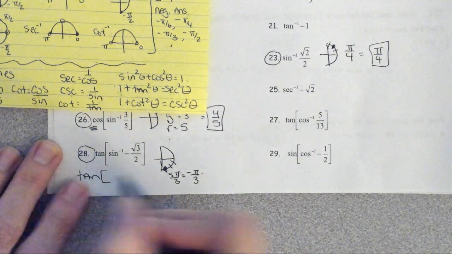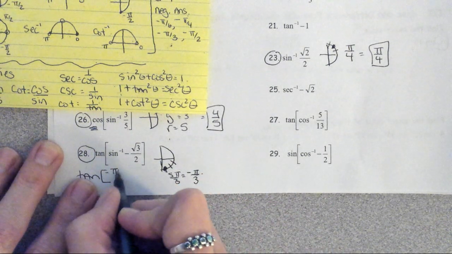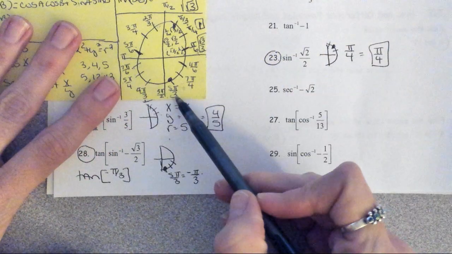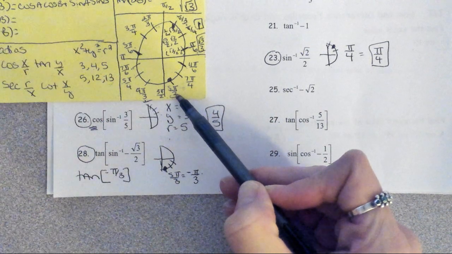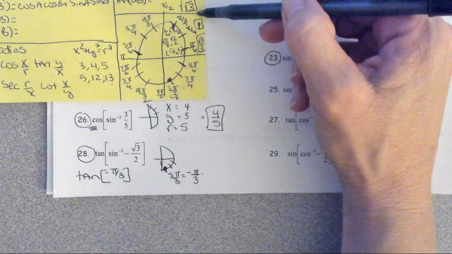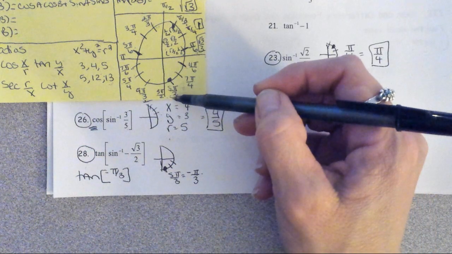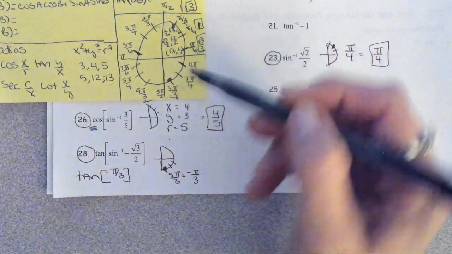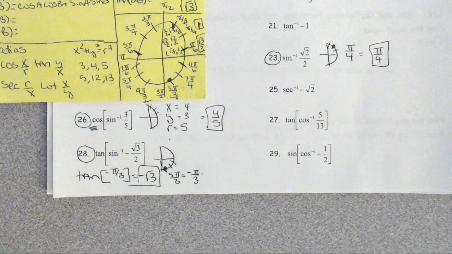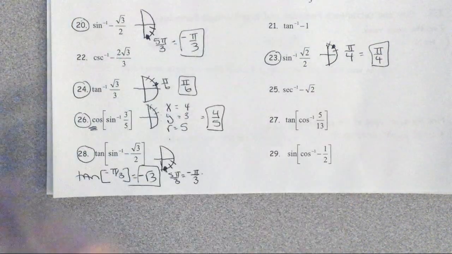So I go rewrite my problem, tangent of negative pi over 3. So now what they want to know is, what is tangent down here at the negative pi over 3? Well, tangent at positive pi over 3 is root 3. Down here, it's also going to be a root 3, but because I'm in quadrant 4, it's going to be a negative root 3.